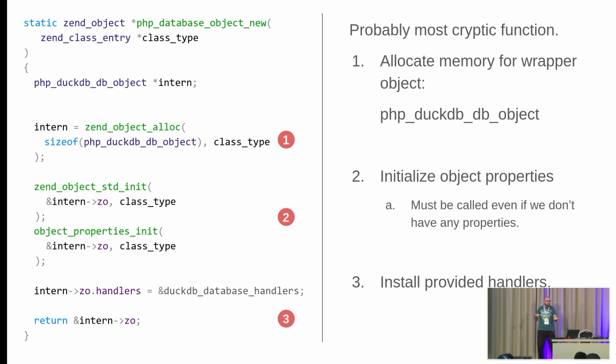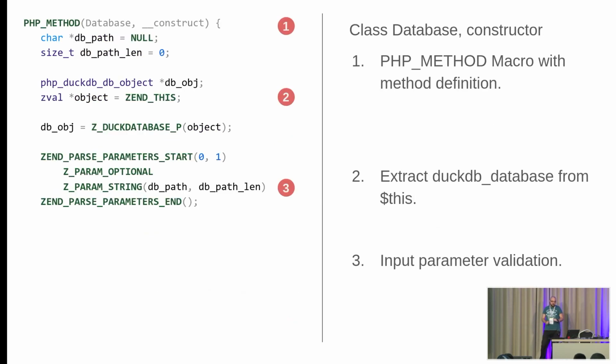It's a lot of boilerplate code actually, and of course there are a few gotchas. In this case, we actually have to initialize object properties, and we have to do this even if our class does not have any properties, because we never know that somebody will extend our class and add some properties into it. So we must think about this in advance. We will also install provided handlers. Without it, it simply won't work.